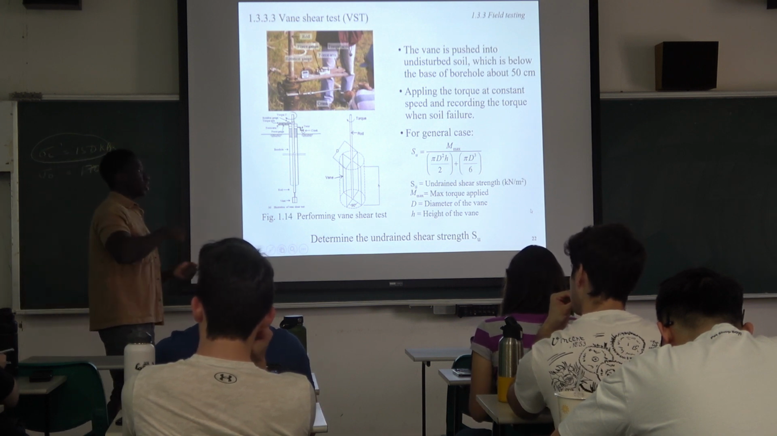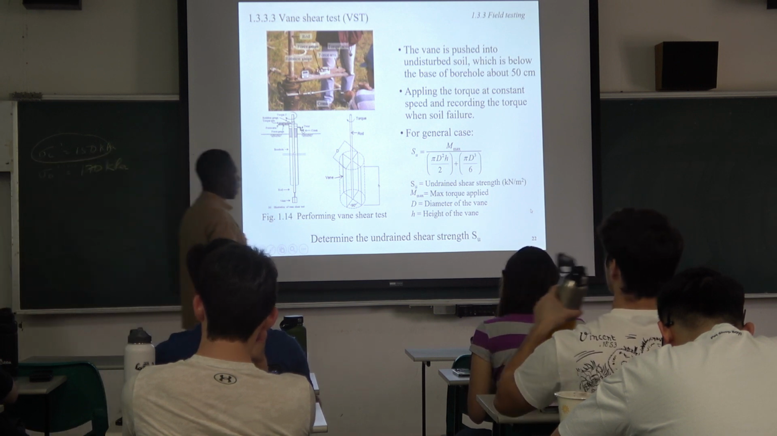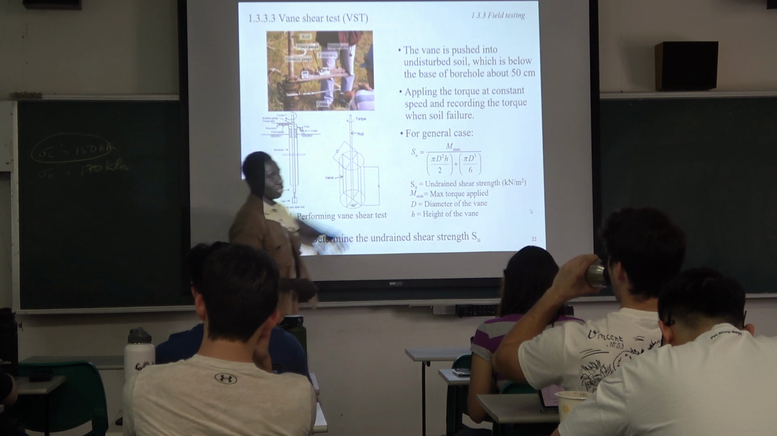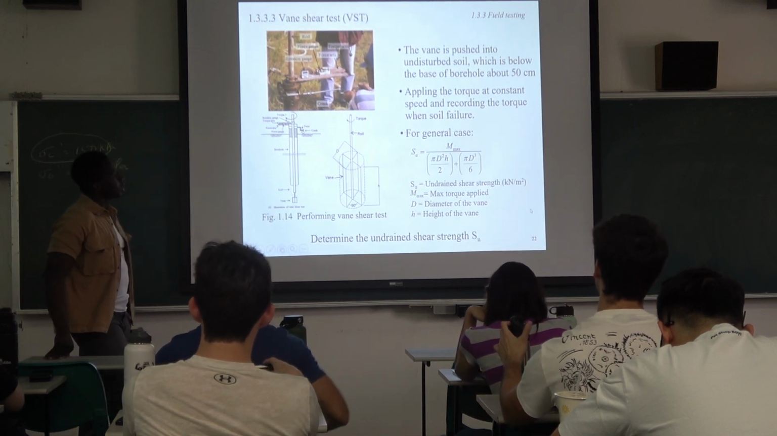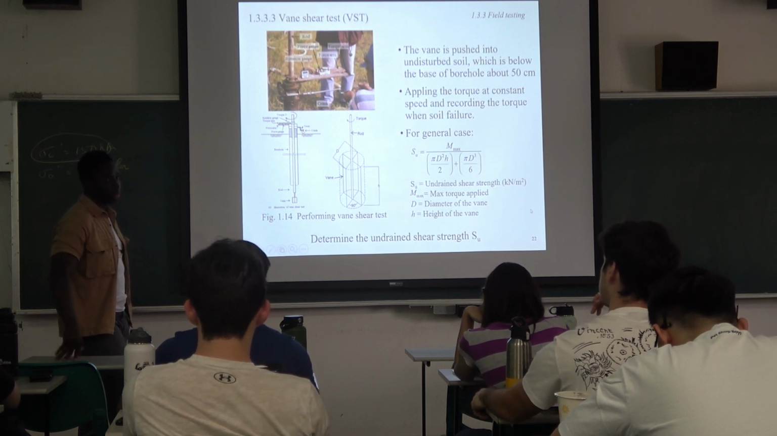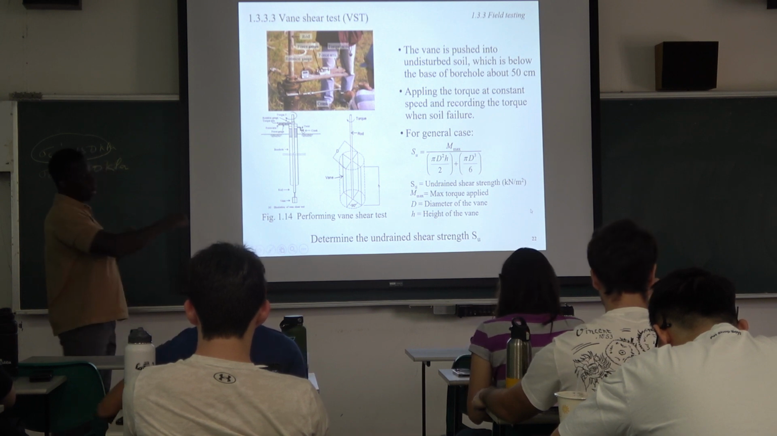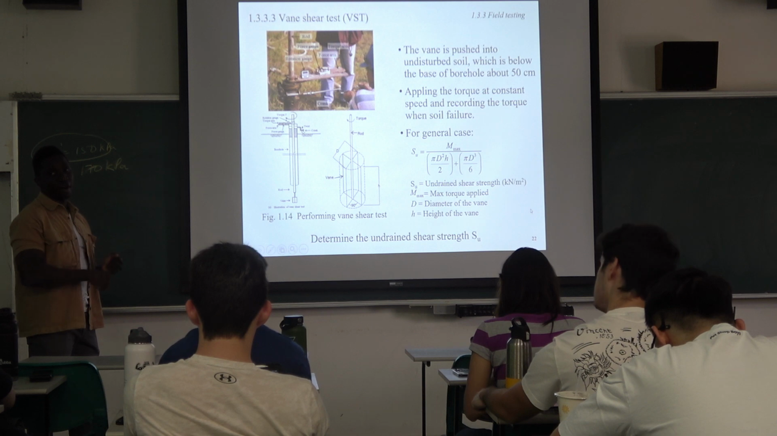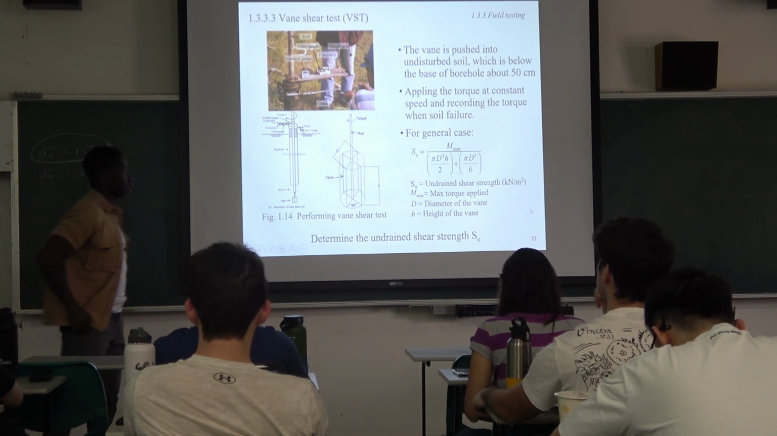You keep applying at a constant speed until it fails. So once failure happens, then you can determine the Su, which is the undrained shear strength of clay. Typically, this will give you a very good result when you are dealing with soft clays and medium soft clays. It's kind of hard to use it when the clay is very stiff or very hard. But when it's soft or medium soft, then the results tend to be very, very accurate.